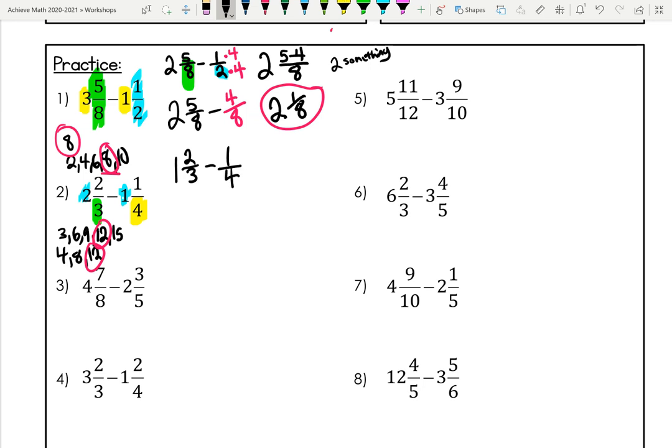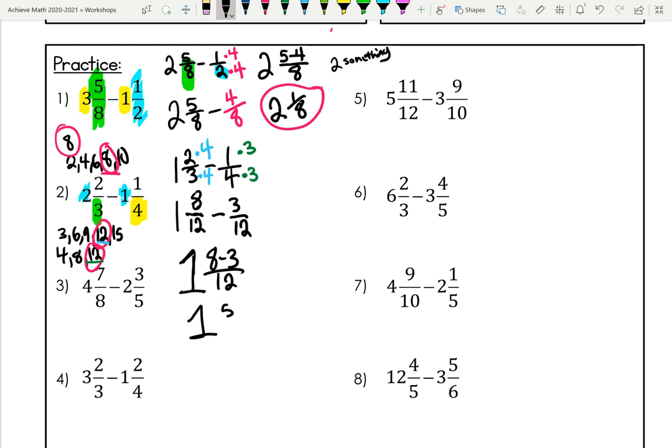Now I need to convert these fractions using the sequence. 12 is the fourth term of the multiples of 3, so I'm going to multiply this by 4. Likewise, 4 is the third in the sequence, so I'm going to multiply by 3. Let's process this. This is going to be an equivalent fraction, 8 over 12 minus 3 over 12. And voila, I can represent this as 1, with the denominator staying the same. Notice how they merged into one fraction. And then I'm left with 1 and 5/12.